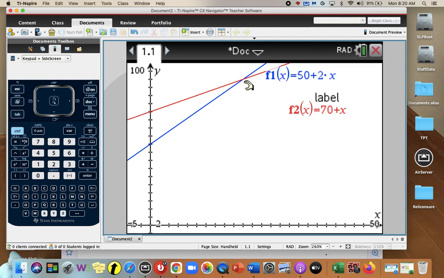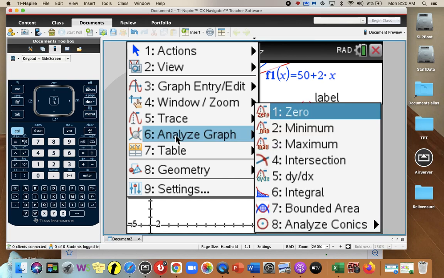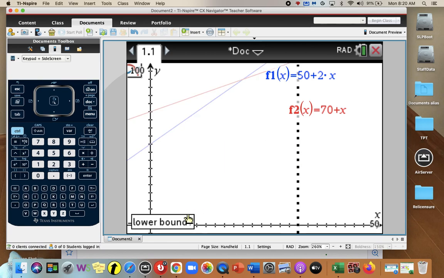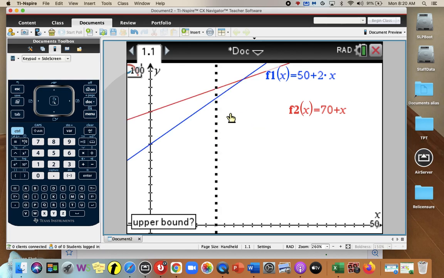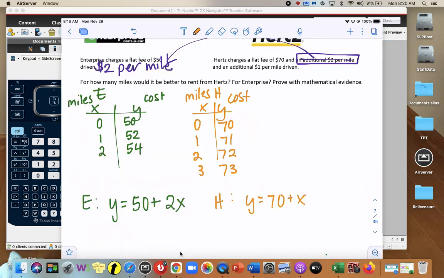So the question is, at what point are they the same price? And so we can go to menu and we can go to analyze graph, and we want to find this point of intersection. So intersection we'll pick. And then it says lower bound, so it just means go to the left of the point of intersection. So I'm going to go like somewhere over here. And then upper bound will go somewhere to the right of the graph. And then if you click it, we'll see this is our point of intersection. It's at (20, 90). So let's write all this down here.